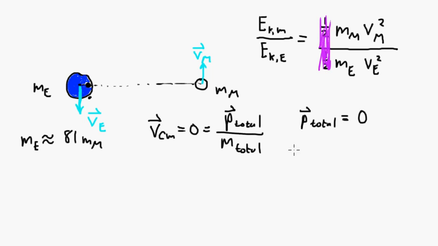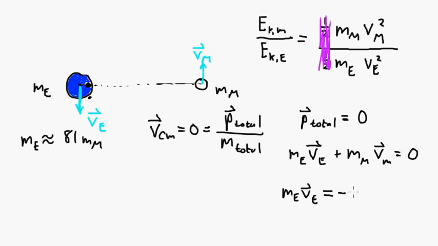Let's plug in things for that. This is the Earth's momentum, mass of the Earth times velocity of the Earth. This is the Moon's momentum, mass of the Moon times velocity of the Moon, and that equals 0. Which then means the Earth's momentum and the Moon's momentum are negatives of each other.